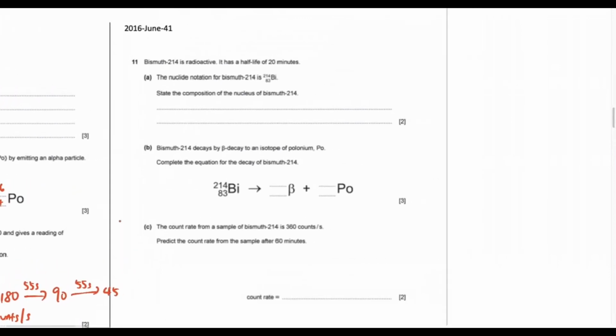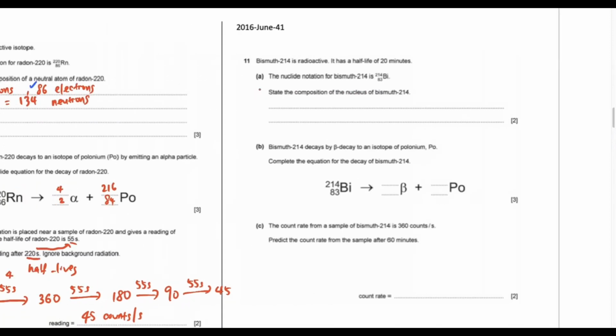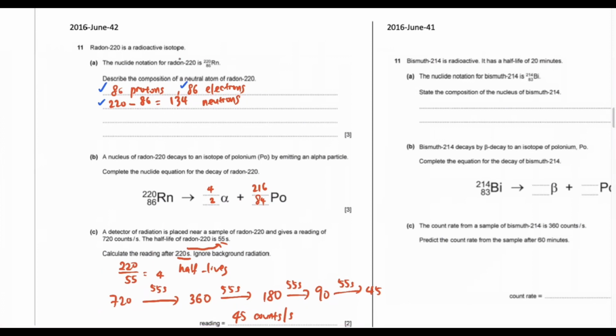Let's look at this side. Question 11. Bismuth 214 is radioactive. It has a half-life of 20 minutes. The nuclide notation for bismuth 214 is 214, 83, Bi. State the composition of the nucleus of bismuth 214. They want the nucleus. Compared to just now, they wanted the composition of the atom.